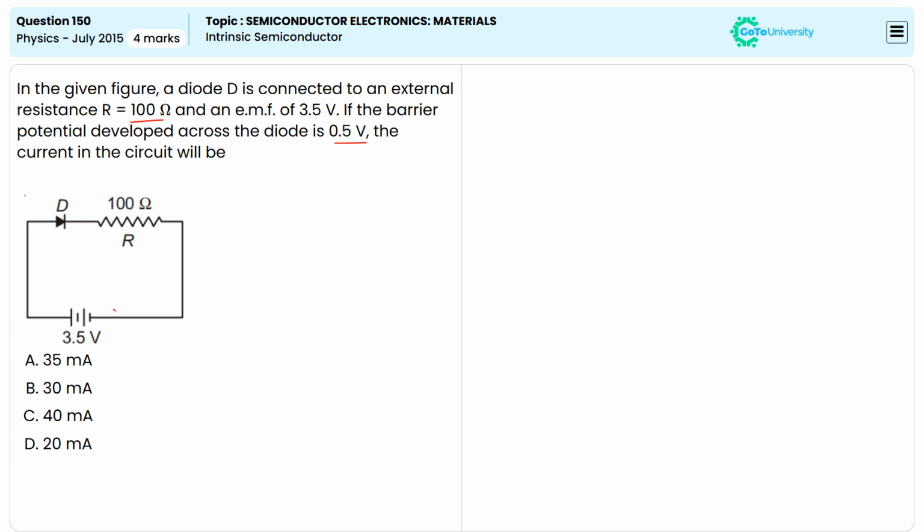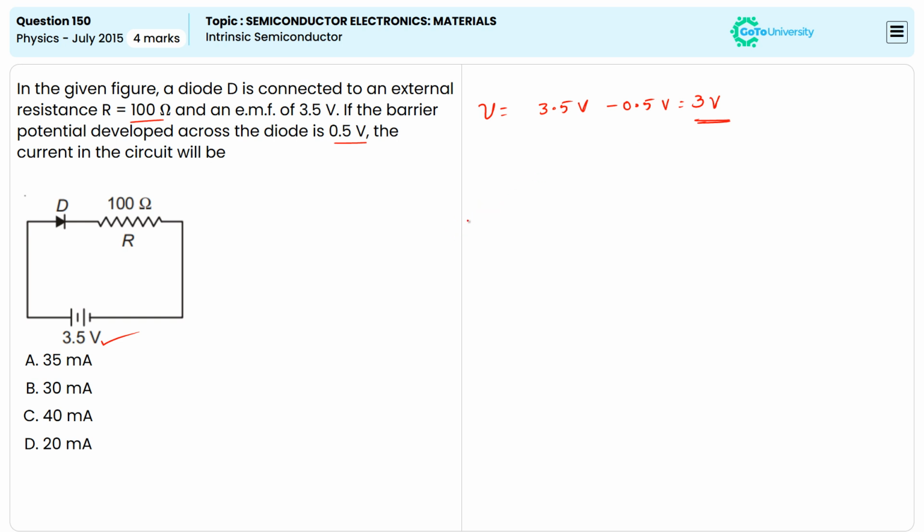Okay, the EMF is 3.5 volts and the barrier potential developed across the diode is 0.5 volt. How much current will be flowing in this particular circuit? We know that the potential difference across the resistance R is V equal to 3.5 volts minus 0.5 volts, which is nothing but 3 volts.